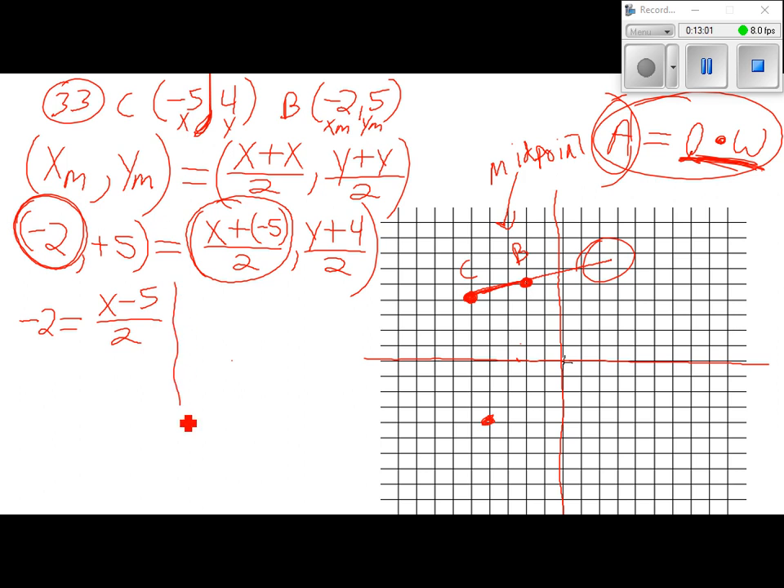Let's do the y before we do that one. Let's go ahead and set up the y. What's this y over here going to equal? What's it equal to on this other part? Y plus 4 over 2.